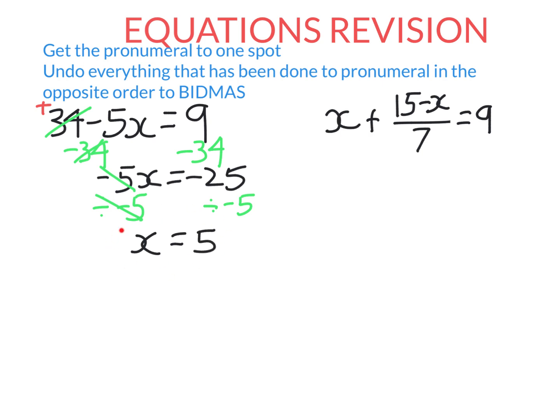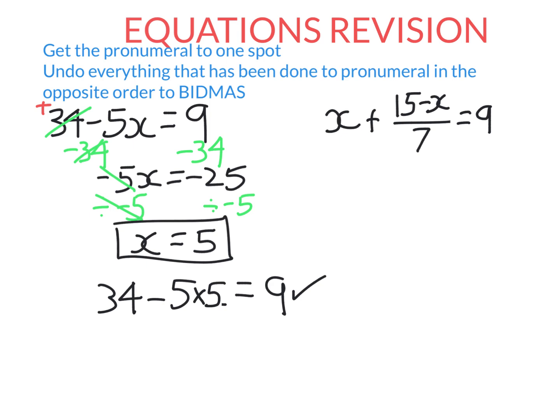So this is the solution, because if I take my equation, 34 minus 5x equals 9, and I substitute x for 5, I get a true statement. 34 minus 25 equals 9 is a true statement. So I know x equals 5 is the solution. Now you should always check your equations this way. If you get a solution, substitute it and make sure it makes it a true statement so you know if you're right.